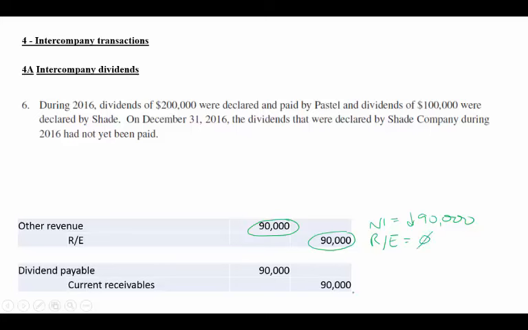This is one of the reasons that we only have to deal with dividends in the current year. We don't need to deal with prior year dividends, because in the following year, to reflect these 2016 dividends, we would have an entry of debit retained earnings, credit retained earnings in 2017. So that tells us that we only need to deal with intercompany dividends in the current year. Our payable and receivable will have no impact on net income or retained earnings.